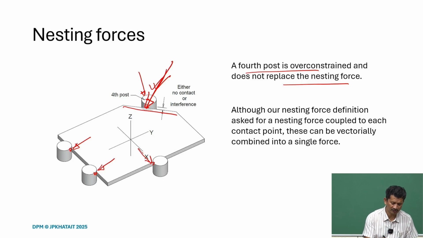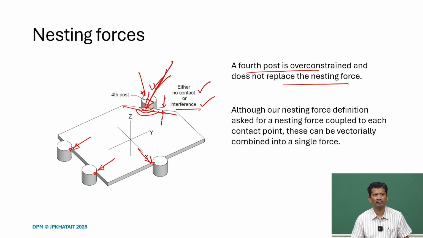So, either it will be too tight, so it will press too much, so there will be interference, or if there is any gap, there will be no contact. So, no contact means there is no nesting force. So, it is very important to understand that we cannot use the same kind of contacts to get the nesting force.